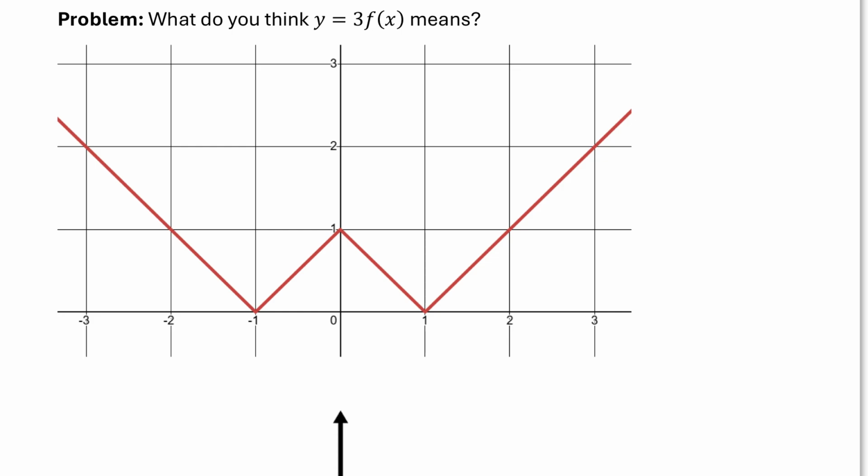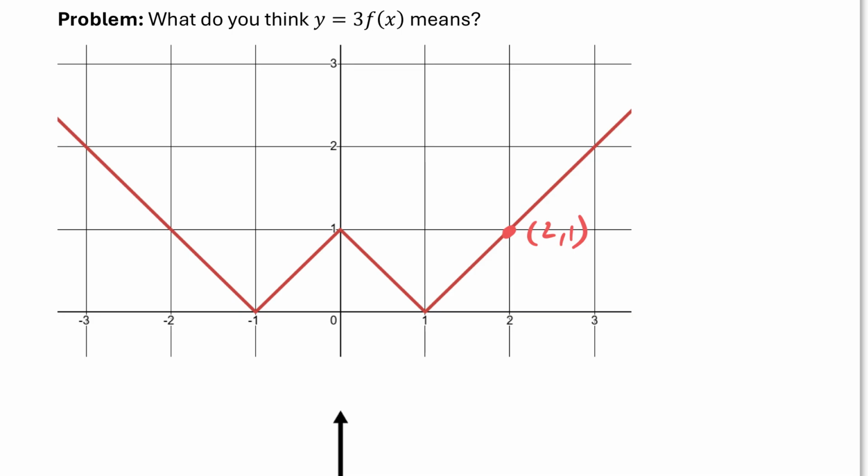I mean, we have, for example, over here, a point at 2 and 1. Does 3 f of x mean 2 times 3, which is 6? Does it mean 1 times 3, which is 3? Do they both get multiplied? What's going on here? And so we need to kind of understand this 3 f of x.